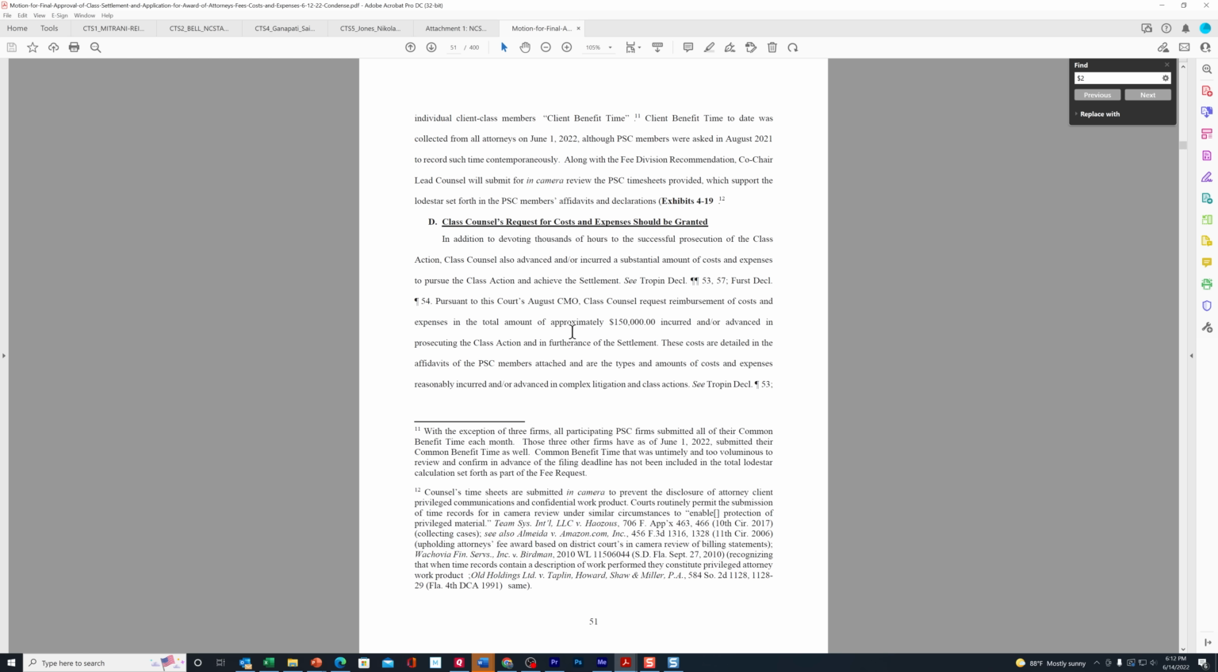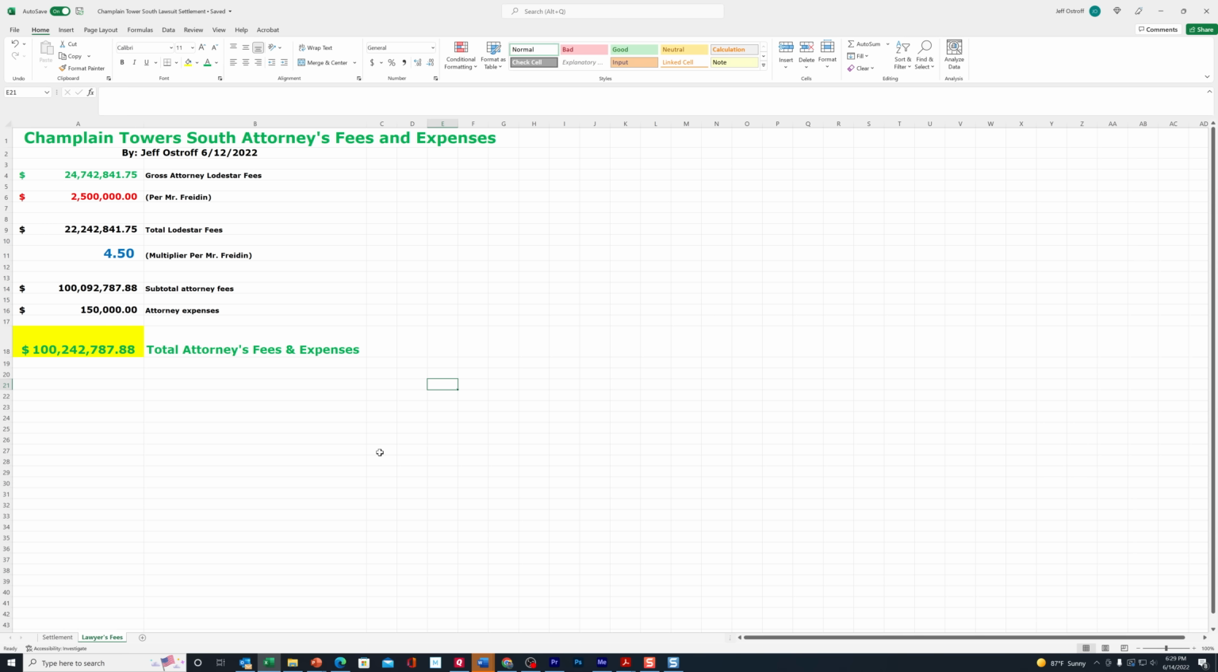And then when you look on page 51 of the filing, you can see here they're also asking for a total amount of approximately $150,000 for expenses that were incurred. Now, ironically, this filing doesn't specify the exact amount they're looking for. The judge has to figure this out for himself, so let's do it for him.